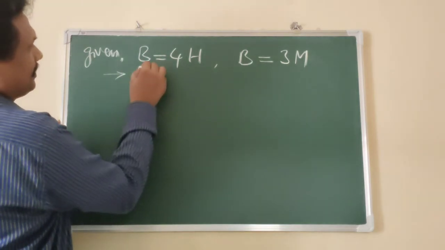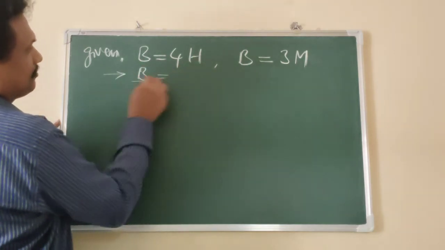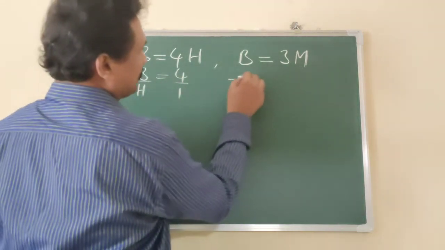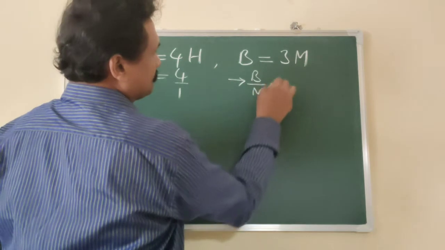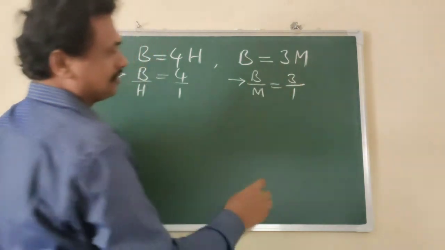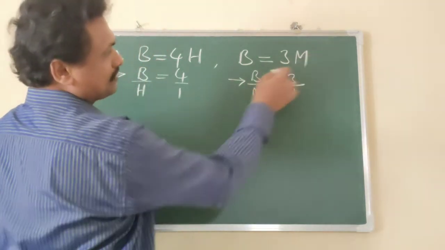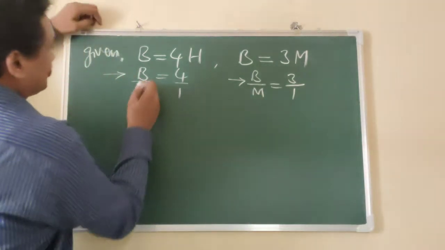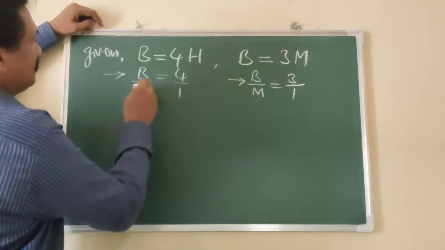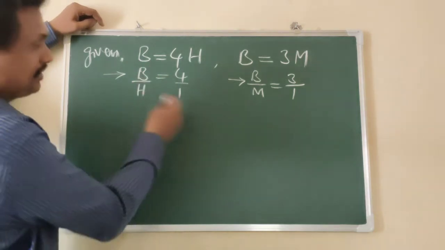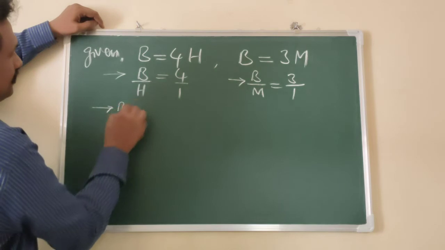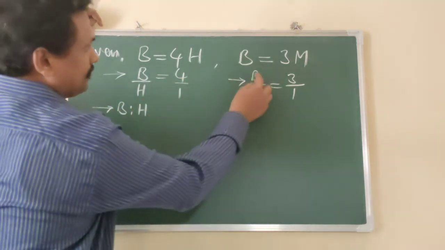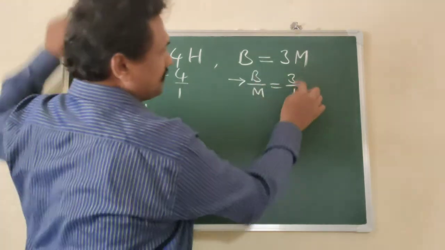Here, B divided by H equals 4, and 4 means 4 by 1. Here also, B by M equals 3 by 1, and 3 is nothing but 3 by 1. Now, this ratio you write in the form B by H. From this ratio, B is to H equals 4 is to 1. Here also B is to M equals 3 is to 1.